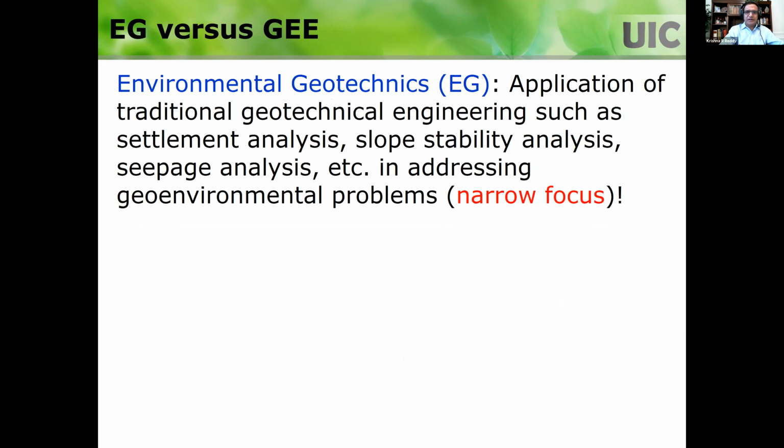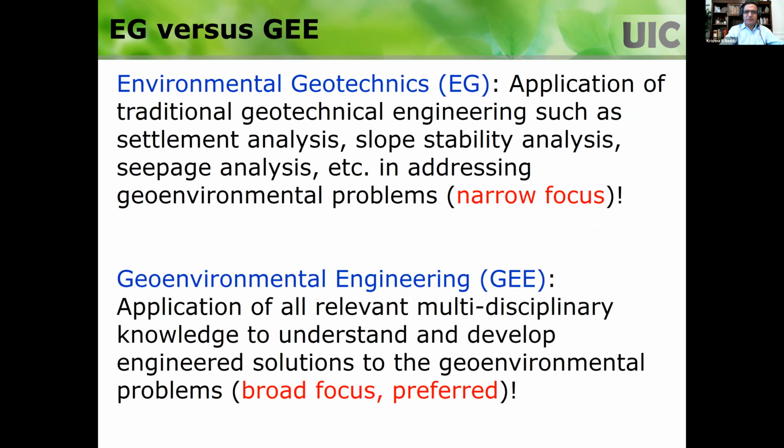Now there are two terms that are used to express this field. One is environmental geotechnics. The other one is geoenvironmental engineering. Environmental geotechnics is kind of narrow in focus. It's more on applying traditional geotechnical engineering to geoenvironmental problems such as slope stability, settlement, and so forth.